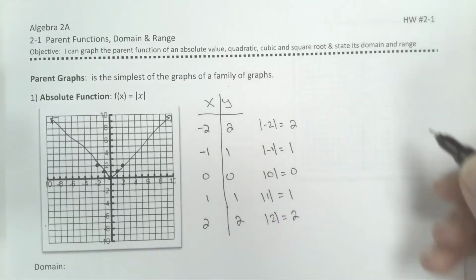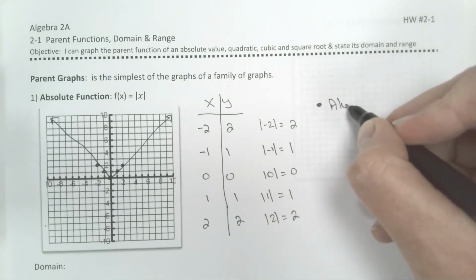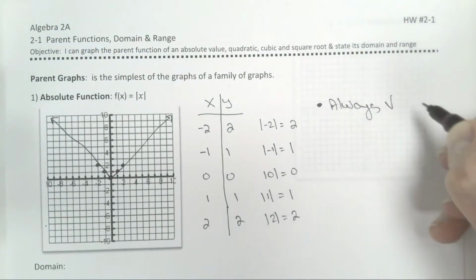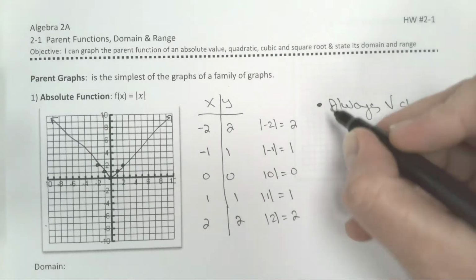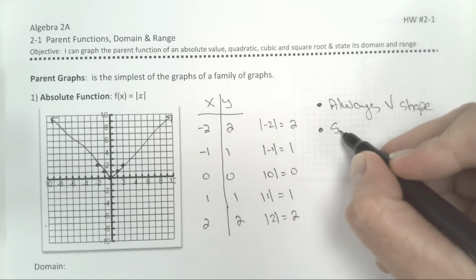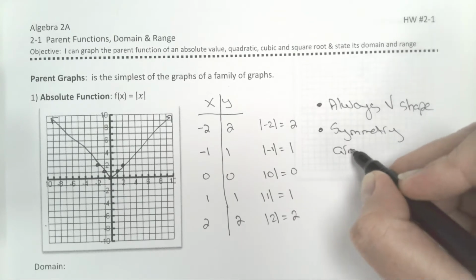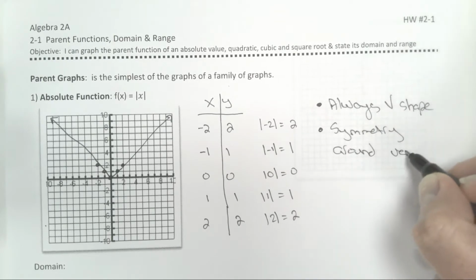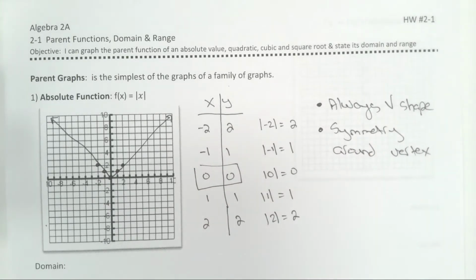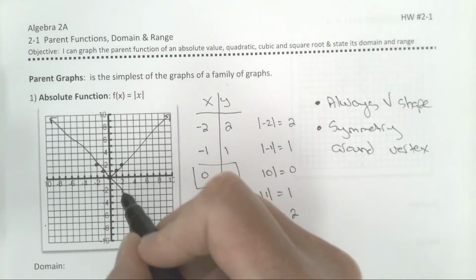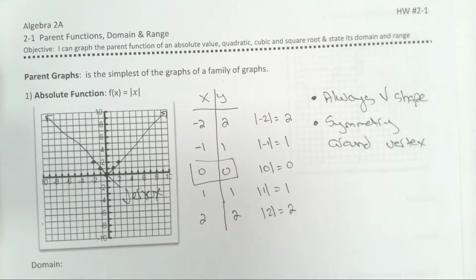All right, so absolute value has a couple of characteristics. It is always a V shape. Always, always, always. There is symmetry around your vertex. So the vertex in this case is 0, 0. There's my vertex. It's either the highest or the lowest point.